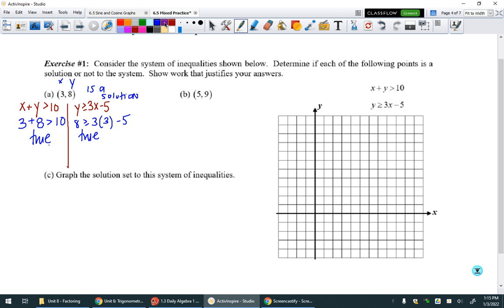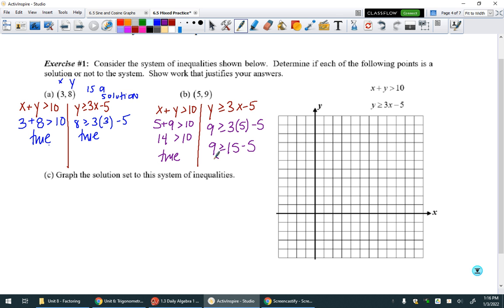Okay. Let's do the second one quickly as well. So here's the second one. Now I'm going to do this one in my head to show the people that don't have calculators how to do this another way. So 5 plus 9 is greater than 10. William, is 14 greater than 10? Yes, it is. This is true. 9 is greater than or equal to 3 times 5 minus 5. Sangi, is 9 greater than or equal to 10? No, this is false. All right, so this is not a solution.